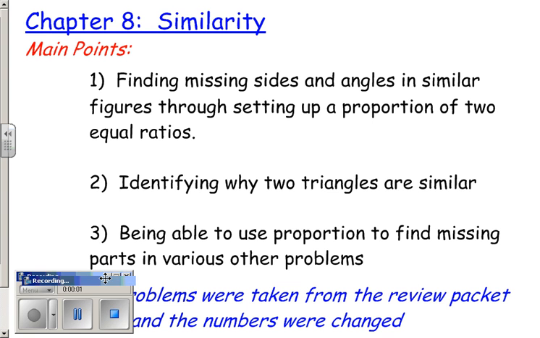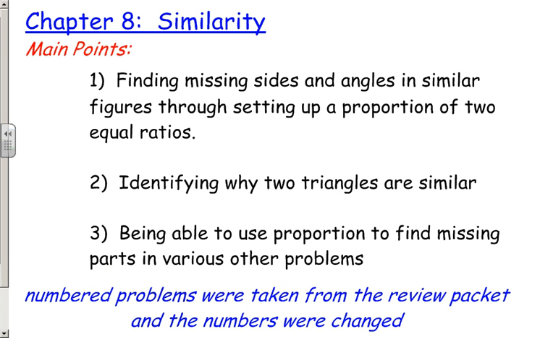Okay, so this is a mini lesson about chapter 8, which deals with similarity. Basically, in this section, we're going to be able to find missing sides and angles in similar figures through setting up a proportion of two equal ratios. We're going to identify why two triangles are similar, and then we're going to be able to use proportion to find missing sides and parts and various other kinds of problems setting up proportions.